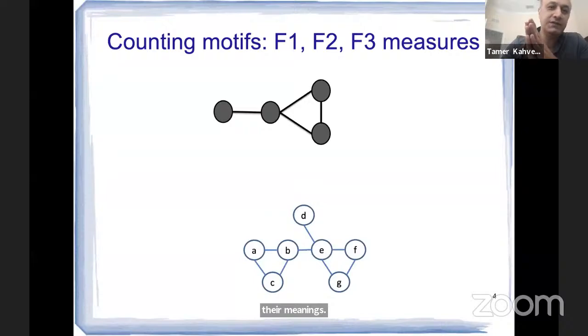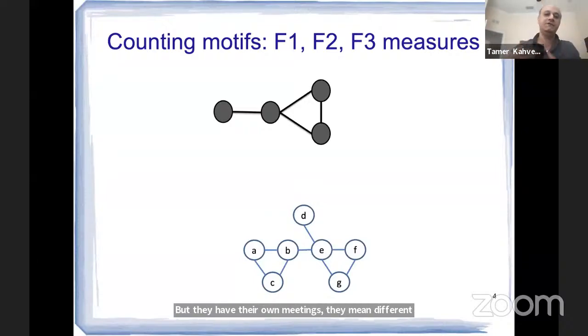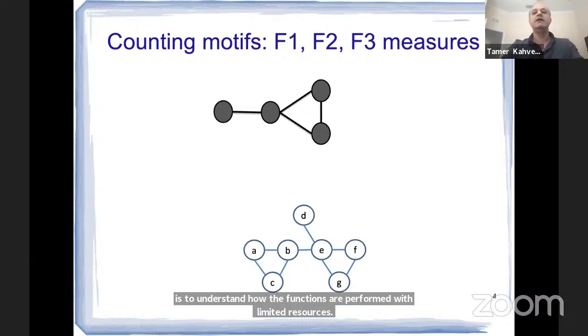They mean different things. The way that I perceive the F2 and F3 measures is to understand how the functions are performed with limited resources. F1 measure, I understand it as how the functions are performed with unlimited resources. I don't know if that answer was clear.